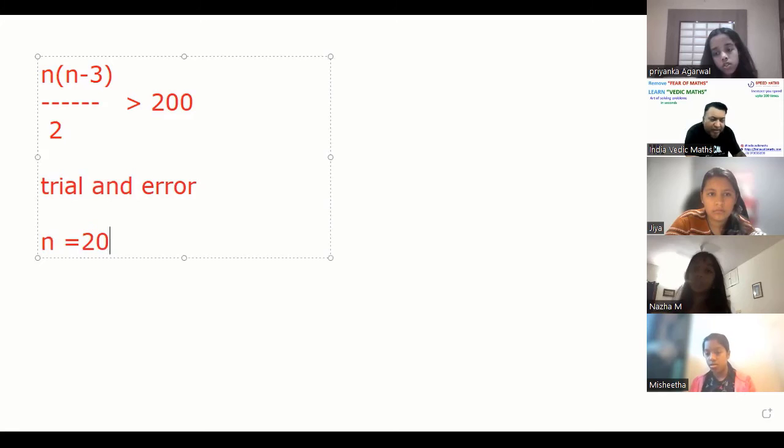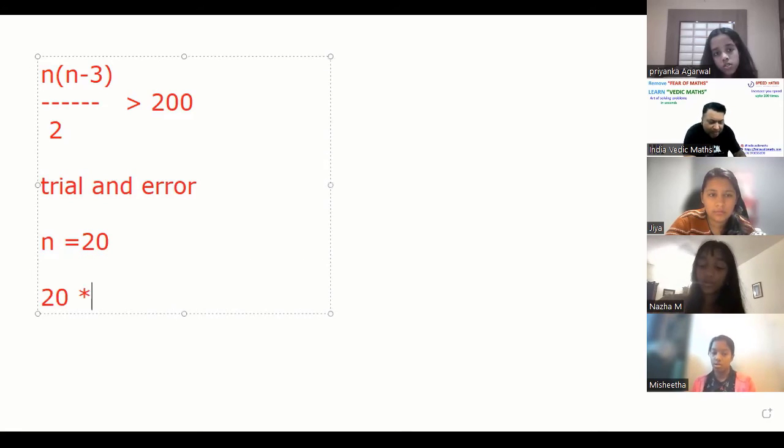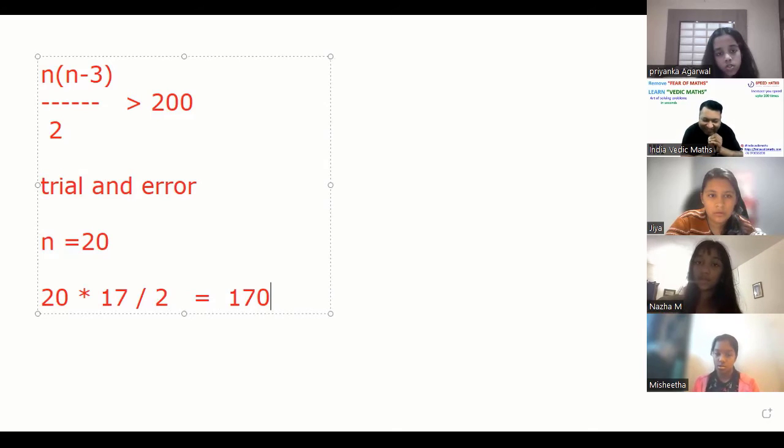Let's say n equal to 20. Mayank, it's for you also. If n is 20, what's the answer? 20 times 20 minus 3, 17 by 2. Kitna hoga? We are very close, right?